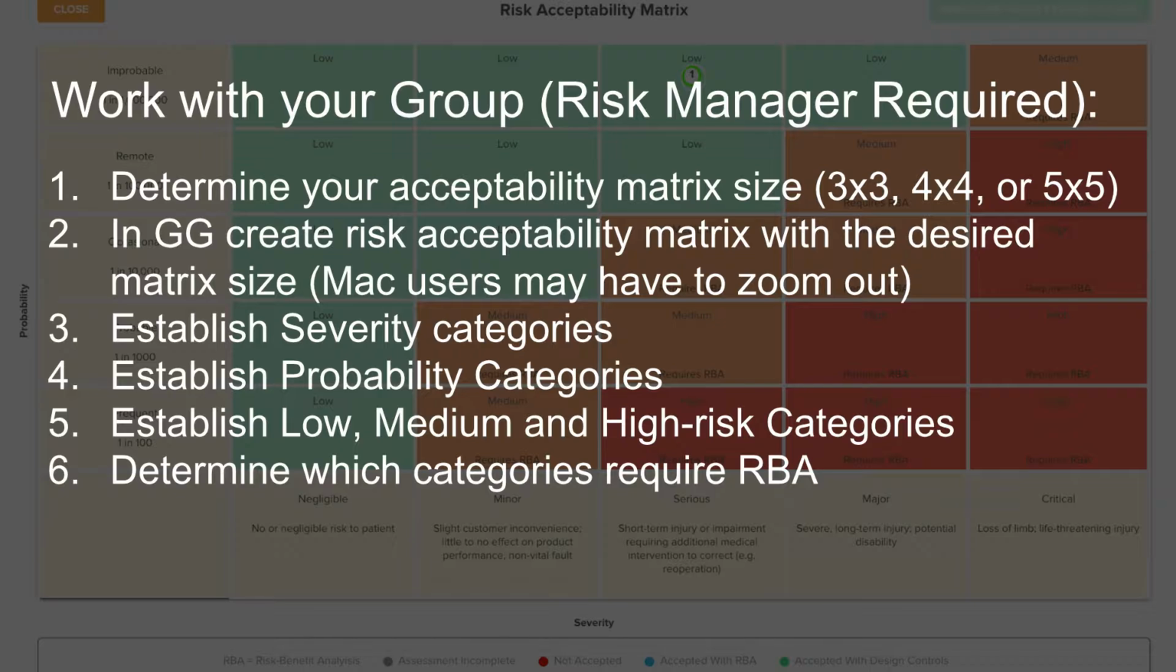In Greenlight, you're going to create a risk acceptability matrix with the desired matrix size. If you're a Mac user like I am, you may have to zoom out using the Command- keys. The third step is going to be to establish your severity categories, which I'll show you in a minute, establishing your probability categories, and then figure out where the thresholds are for low, medium, and high risk categories. And for those categories, you're going to have to figure out which of them require risk-benefit analysis. So let me switch over to my Greenlight Guru simulator here to show you what this first step looks like.